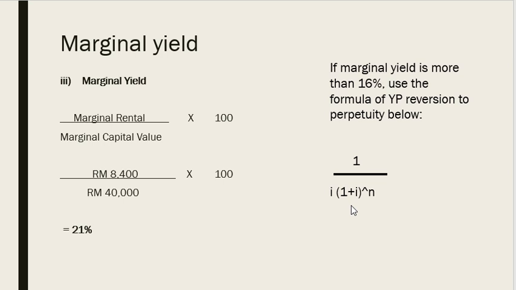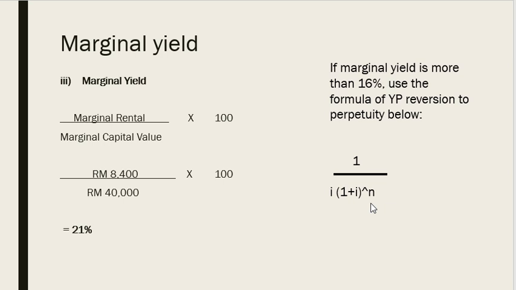A would be the compounding interest, or the formula of the amount of 1 ringgit. The formula of A is 1 plus I to the power of N. So here I would be the same as the I here, the marginal yield, and the power of N would be the number of years, that is, the deferred number of years, in order to calculate the valuation later on.